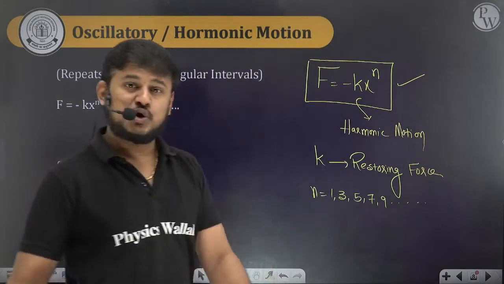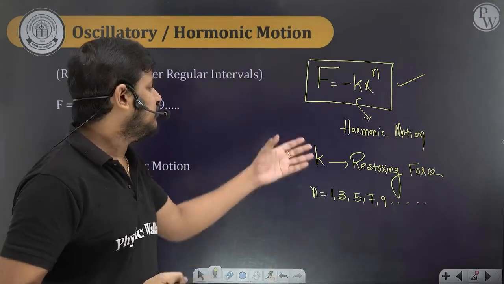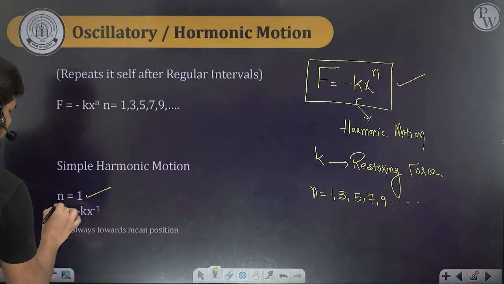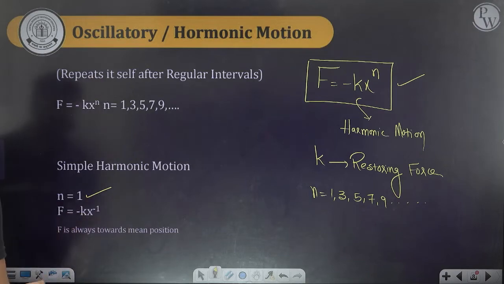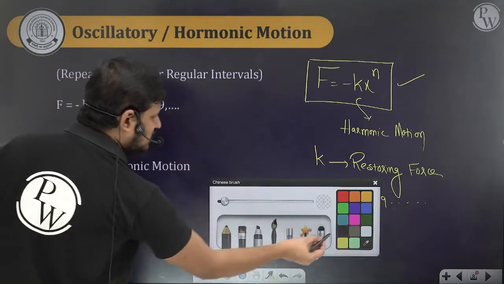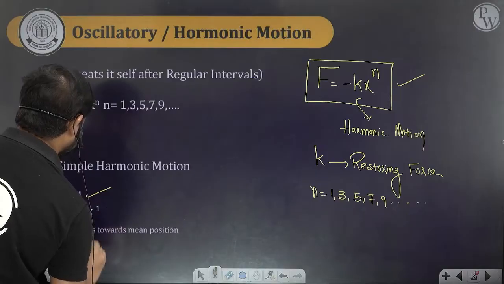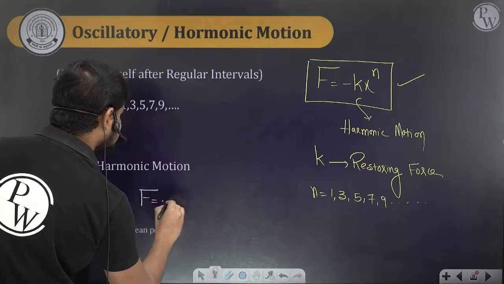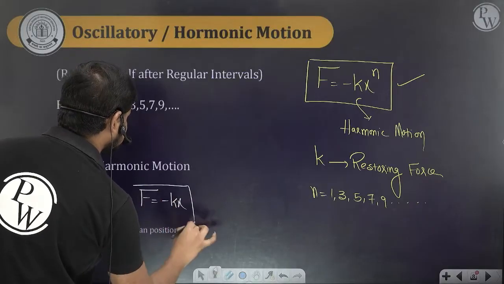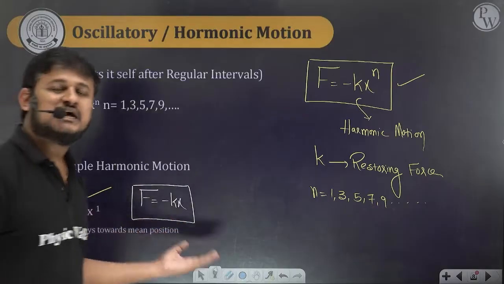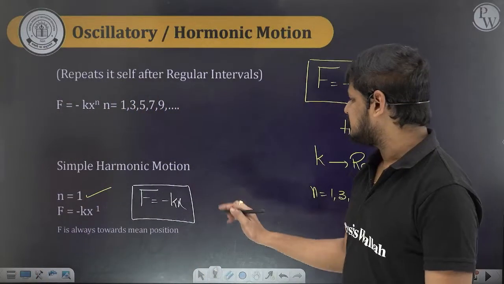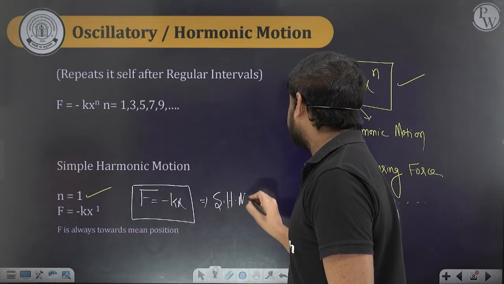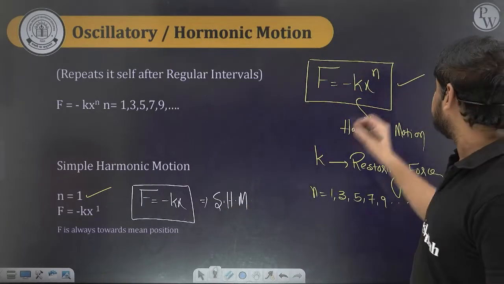Okay. So now what is simple harmonic motion, sir? If you place n equal to 1 here, the equation will become F equals minus kx to the power 1, not minus 1 here, it's printed wrong. So it's a 1, right? So the equation will become F equals minus kx. This is the equation of force in simple harmonic motion. Understood? This is the equation for S.H.M. Done.